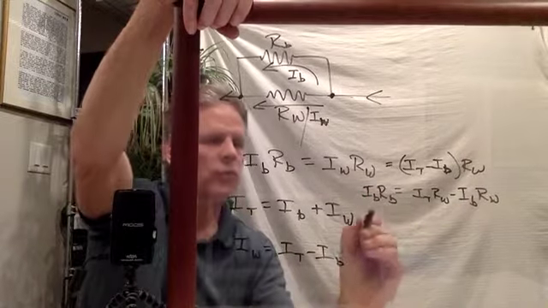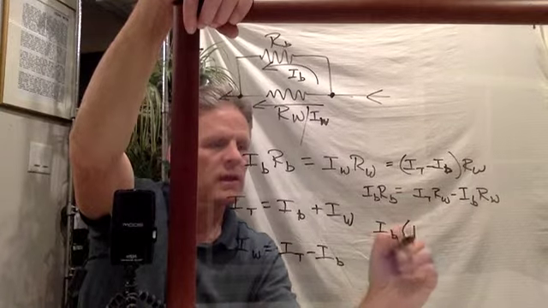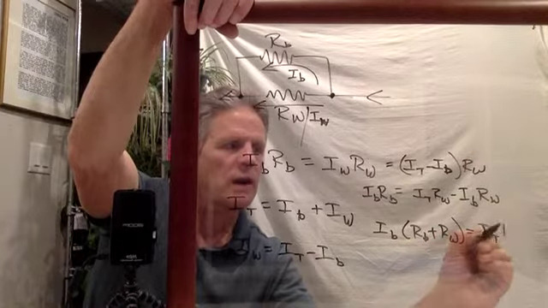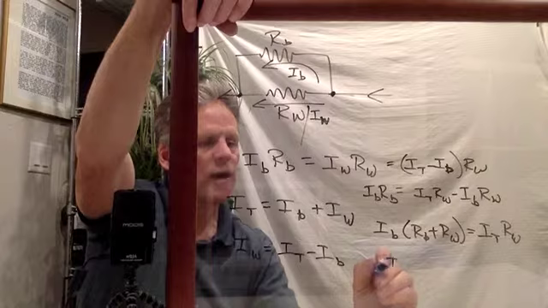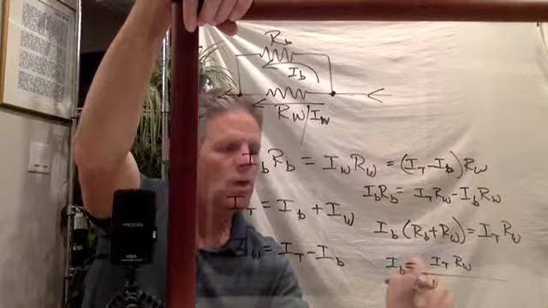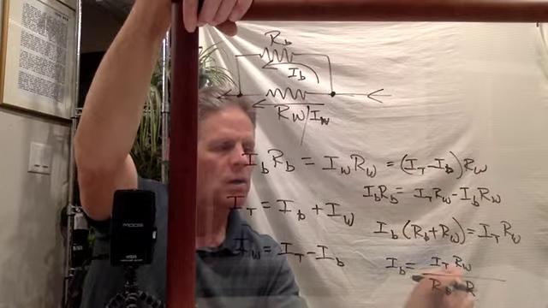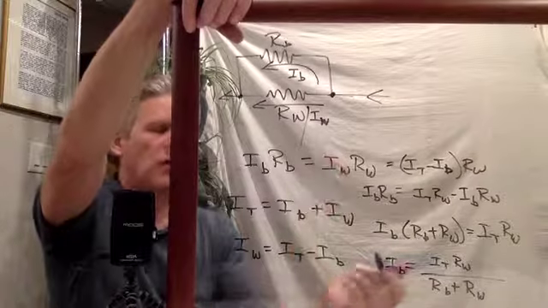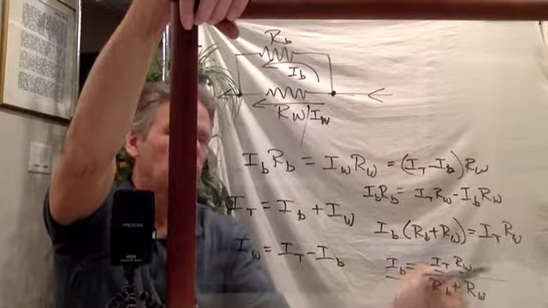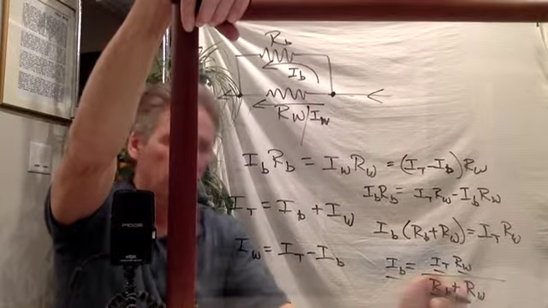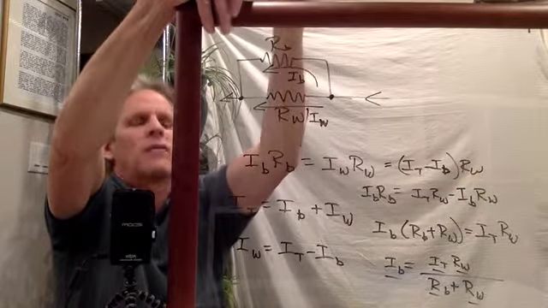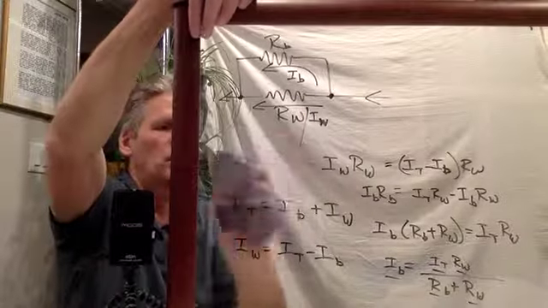And once again, just super simple. So we have IB times (RB plus RW) equals IT RW, which is IB equals IT RW over (RB plus RW). Okay, so just reminding ourselves what all these things are. This is the bird current. This is the total current. This is the resistance of the wire. This is the resistance of the bird. And this is the resistance of the wire. So now it's just a matter of putting these numbers in. We already have calculated all these numbers, so it becomes super easy.